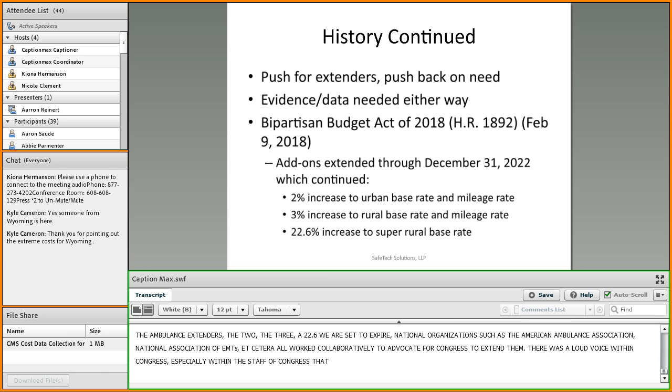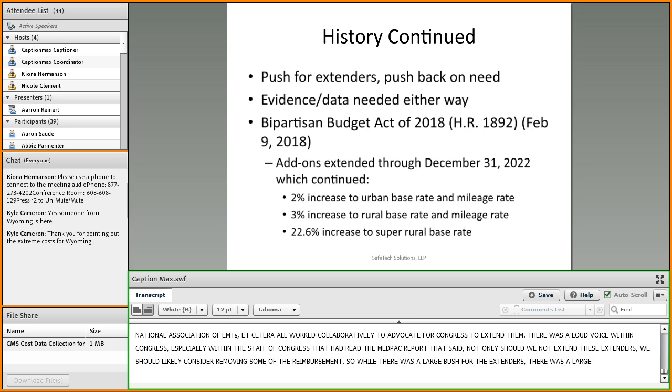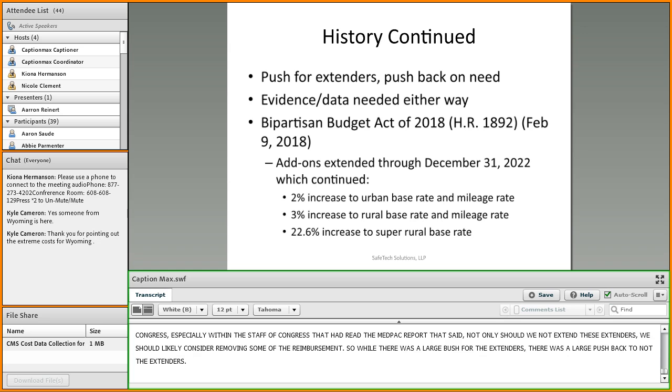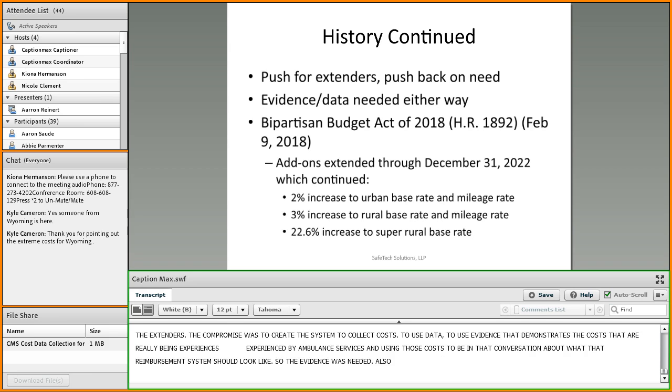So most recently, 2018, when the ambulance extenders, the 2, the 3, the 22.6 were set to expire, national organizations such as the American Ambulance Association, National Association of EMTs, National Rural Health Association, NOSOR, etc., all worked collaboratively to advocate to Congress to extend them. There was a loud voice within Congress, especially within the staff of Congress, that had read the MedPAC report that said, not only should we not extend these extenders, we should likely consider removing some of the reimbursement. So while there was a large push for the extenders, there was a large pushback to not have the extenders.